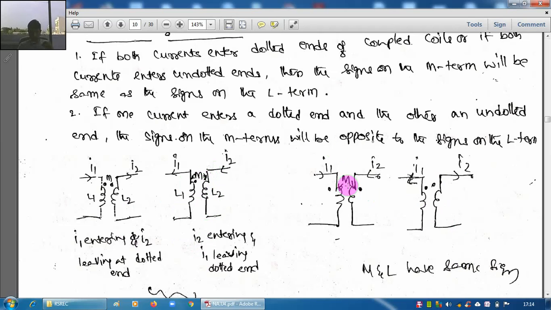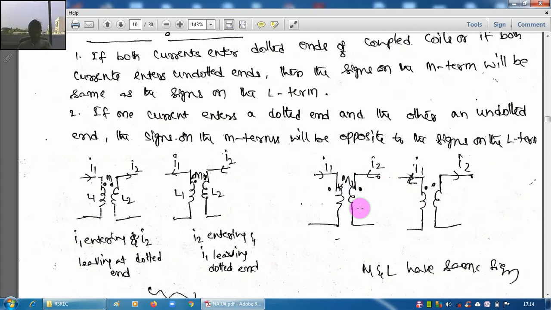But here, for this convention, I1 is entering the dot of the first coil. I2 is also entering the dot of the second coil. Both I1 and I2 in the two coils are entering. Here also same thing. So as the two currents are entering, here the mutual EMF is to be taken as additive, that is positive to the self EMF. That is mentioned here. As the two currents are entering, mutual EMF is positive.